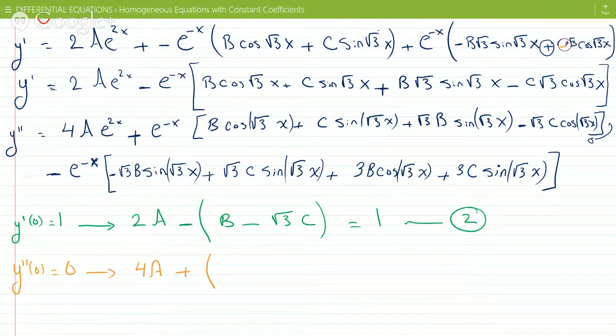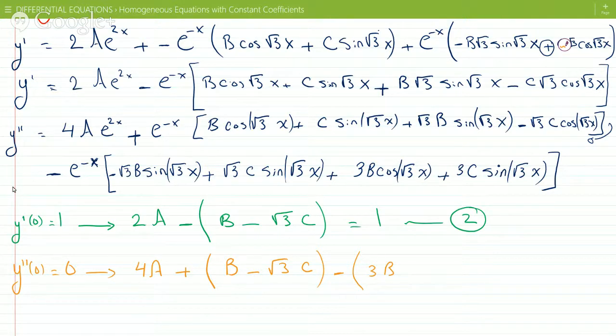plus, now all the sines will go away and the cosines will survive because cosine 0 is 1, sine 0 is 0. So we get b plus or minus root 3c minus e to the 0 is 1, so just minus 1. And then the sines go away, and then we get 3b.